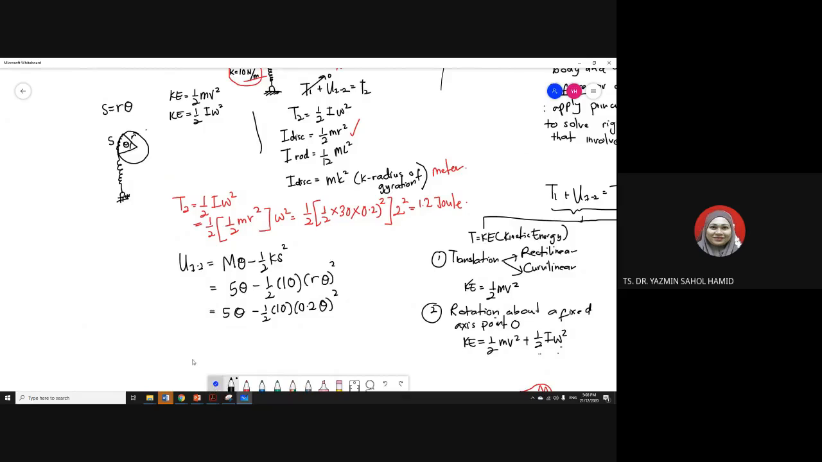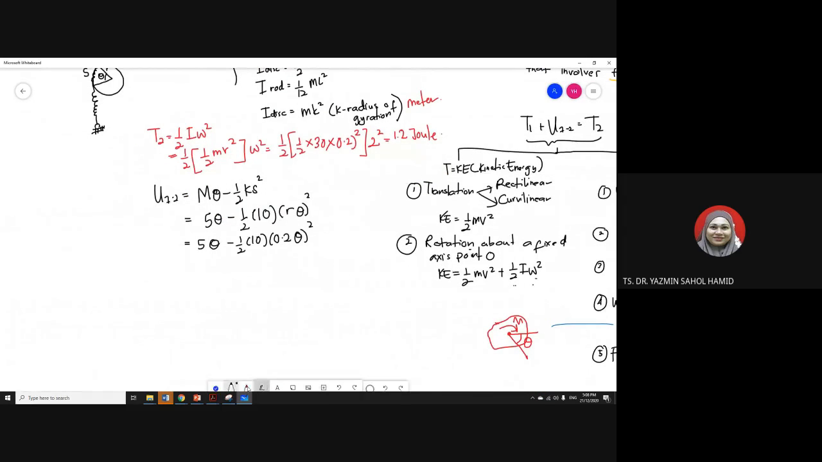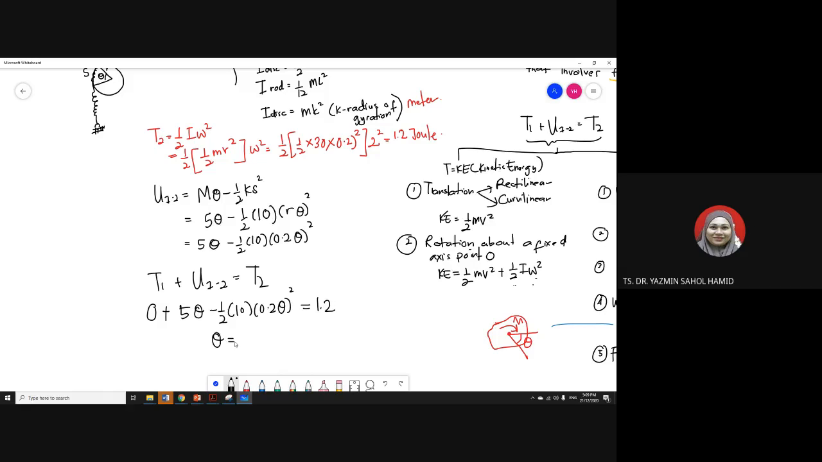Okay. Nah, kita masukkan kita punya main formula of principle of work energy T1 plus work equals to T2. So T1 kita adalah kosong, 5 theta minus 1/2 times 10 times (0.2 theta) squared equals to T2 tadi 1.2. Okay, now so tolong cari saya theta. You akan dapat dua value theta. Bagi saya theta yang paling kecil. Tolong calculate pakai calculator. Dapatkan value theta.